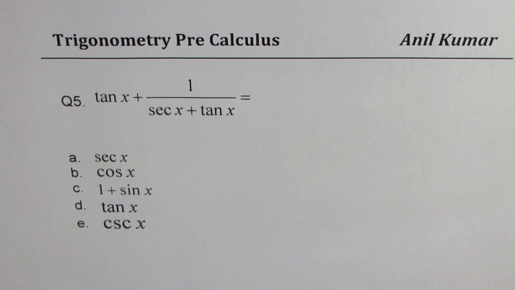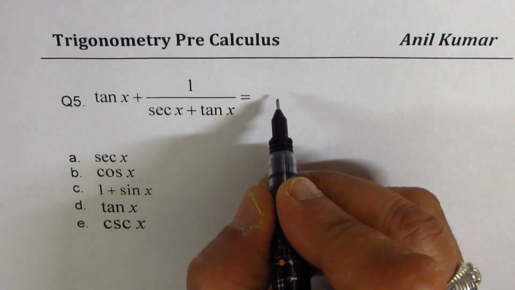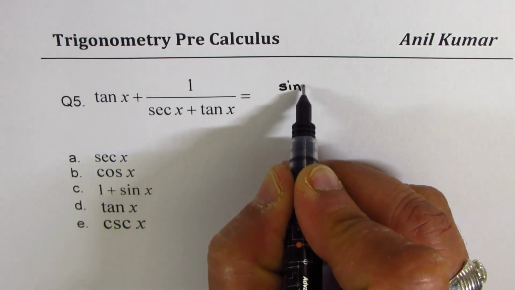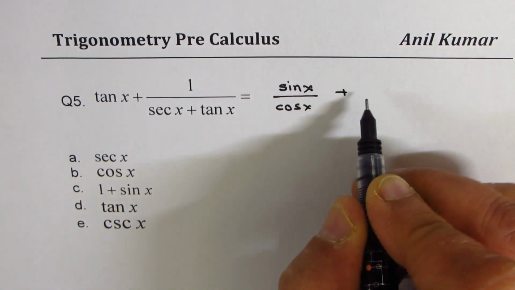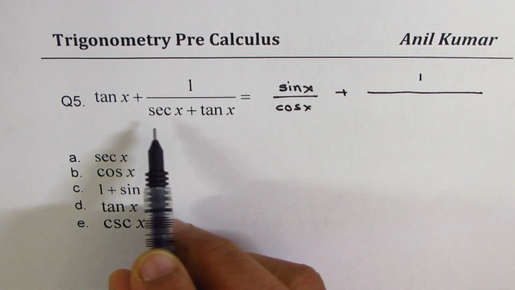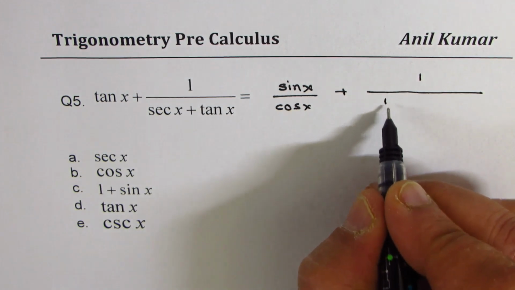Here is question number 5. It is very similar to question number 4. I'd like you to pause the video, answer, and then look into my suggestions. Well, let's write them as sine over cos for tan. Tan x is sine x over cos x plus, here we'll have multiple layers of fractions. Secant is 1 over cos x.